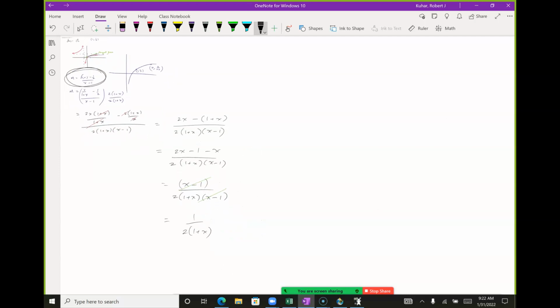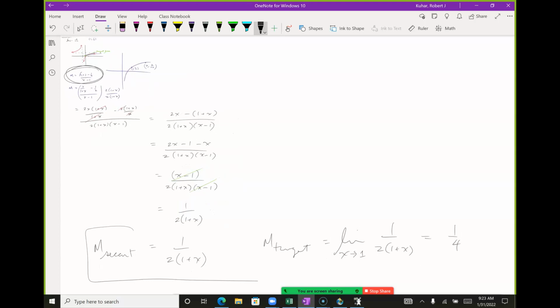But guess what? This is the slope of the secant, the value of 1 over 2 times 1 plus x. But the slope of the tangent is the limit as x goes to 1 of 1 over 2 times 1 plus x. I can just plug that in. I get 1/4. So you'll see my secant slopes are going to get closer and closer to 0.25. My tangent slope is exactly 0.25.